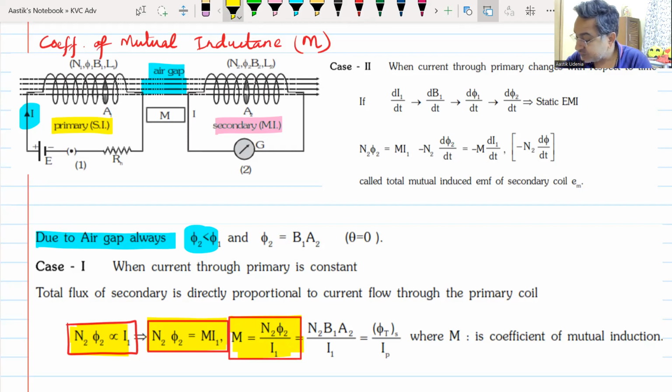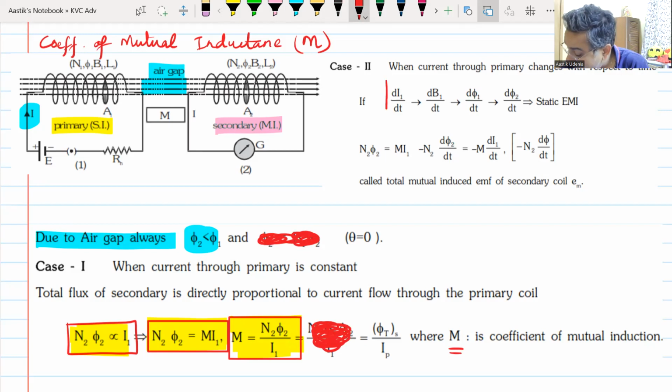Okay, so let me take this. You just take this out. You just don't write it. You might get confused with it. Do we understand this? This M is known as the coefficient of mutual inductance. We get this? Yes, sir.